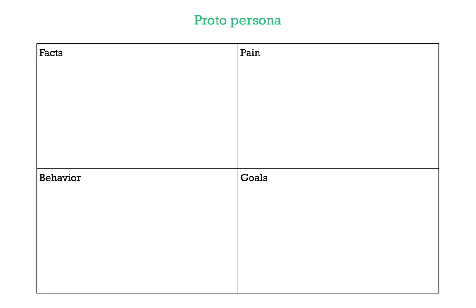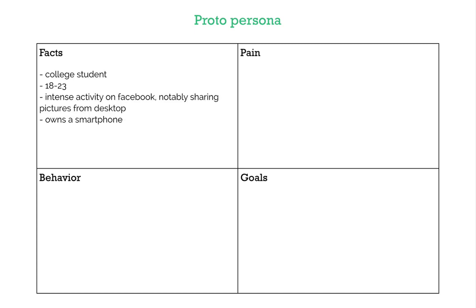The best way to use persona is to first build a proto-persona. The proto-persona is your best guess as to who the user is. It is the customer hypothesis in a more detailed way. So let's start filling the canvas. As you might recall from the last video, our first hypothesis was that college students didn't share pictures from their phones because it's too complicated. So we'll fill facts and pains.